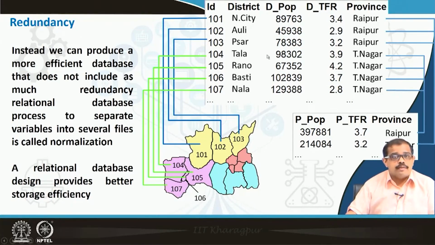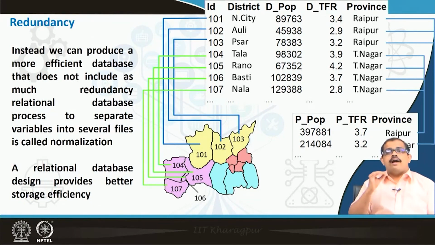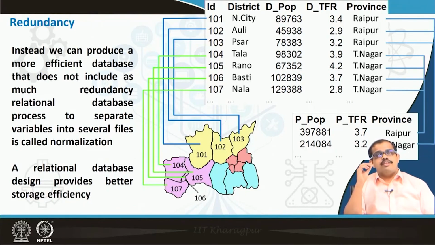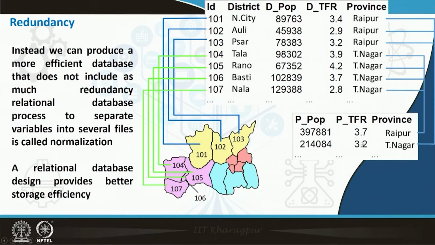So, that becomes a relational database which is actually relating all your attribute data to your ID. So, redundancy is the one that you have to remove from your database. Now, if you ask me how do I actually remove the entire redundancy? What I have done basically here is I have given province in a different database. If you have seen here, Raipur and T Nagar is represented here, instead of representing it in the main database, I have put it here.